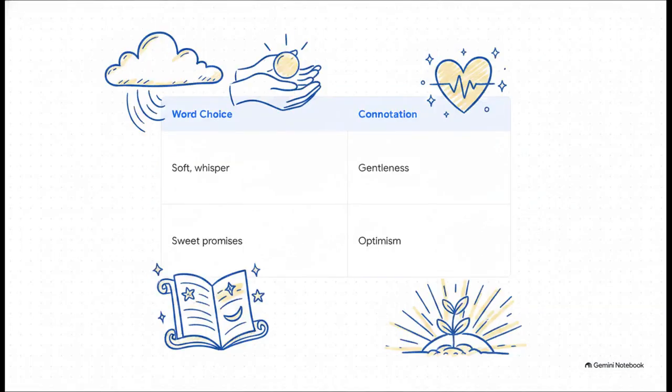Let's break that down because this brilliantly illustrates how diction directly builds tone. The words soft, whisper, and caressing don't just describe a sound. They evoke an emotional suggestion of gentleness and real intimacy. The phrase sweet promises suggests optimism and warmth. When you add all these deliberate word choices together, the author creates a very specific ambiance. The diction actively creates a gentle, deeply optimistic tone.